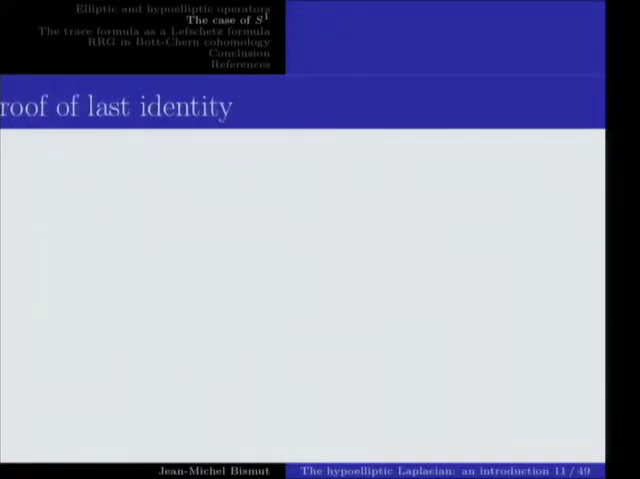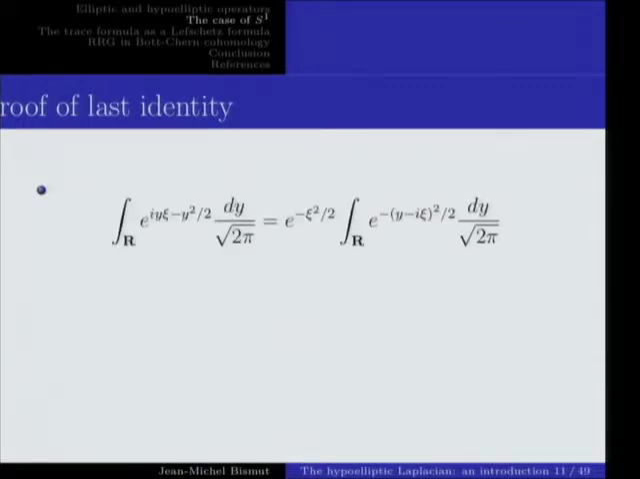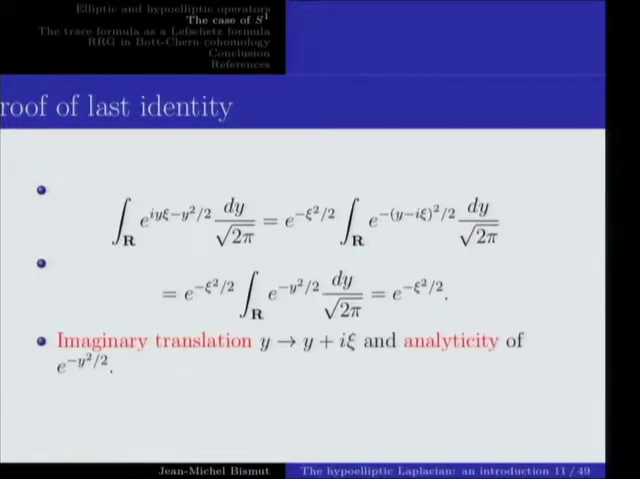So let me review the proof of this last identity, because in some sense it will play an important role later on. What you do is that you reduce squares, and then at some point you perform an imaginary translation of the variable y in the purely imaginary direction while using analyticity of the Gaussian distribution. This, in some sense, we will do later on in an infinite dimensional context. So we've used Fourier and analyticity.